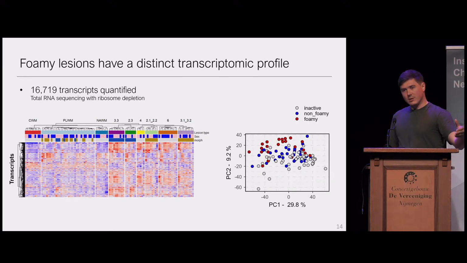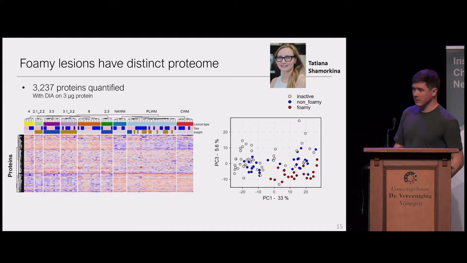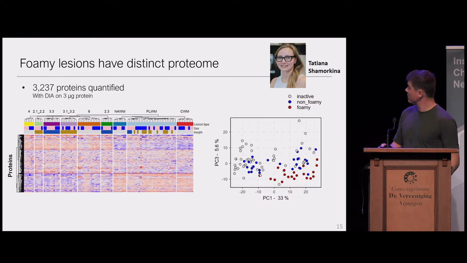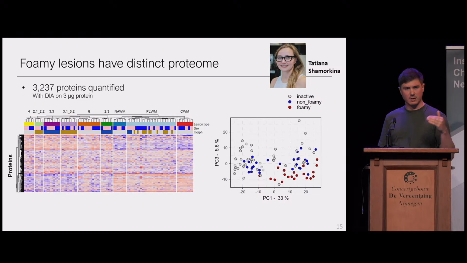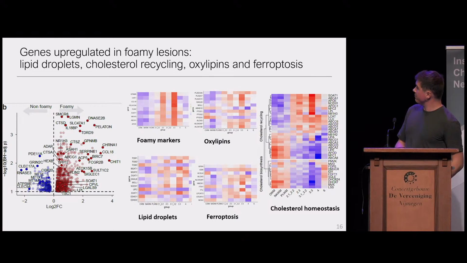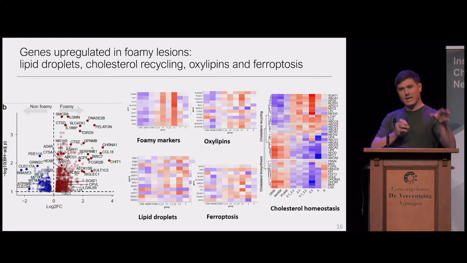To complement these lipidomics analyses, we also did transcriptomics, where we quantified almost 17,000 genes, and proteomics in collaboration with the lab of Albert Heck. Tatjana did these measurements, and in both analyses we could see that the lesions with foamy microglia also have a distinct profile. We see them separating in analyses like principal component analysis. And we see many genes that also match our lipidomics data.